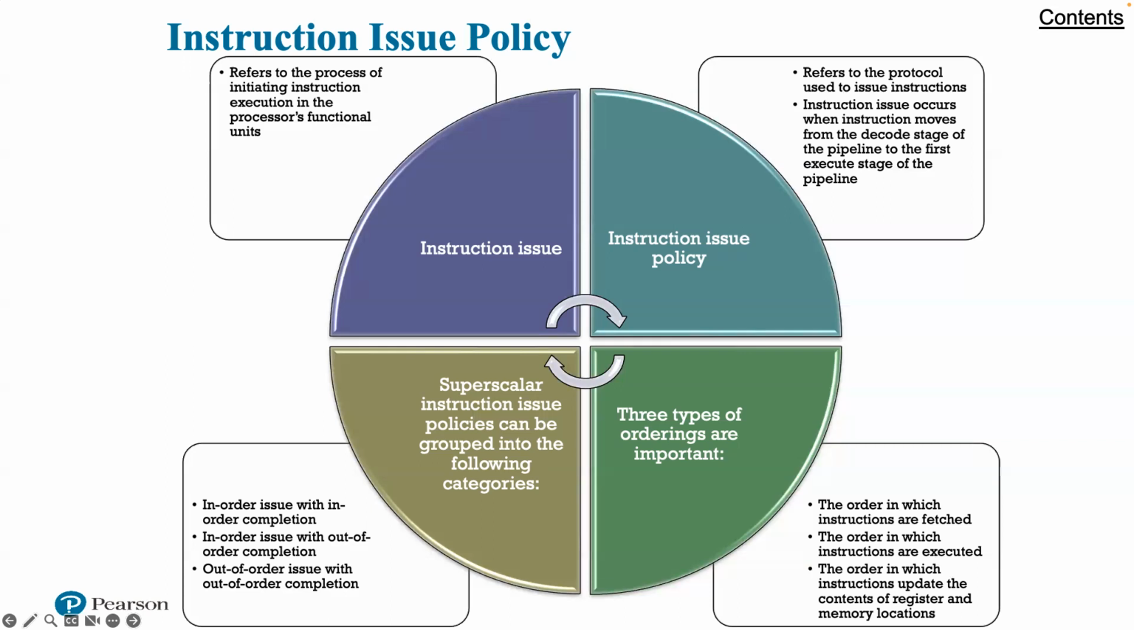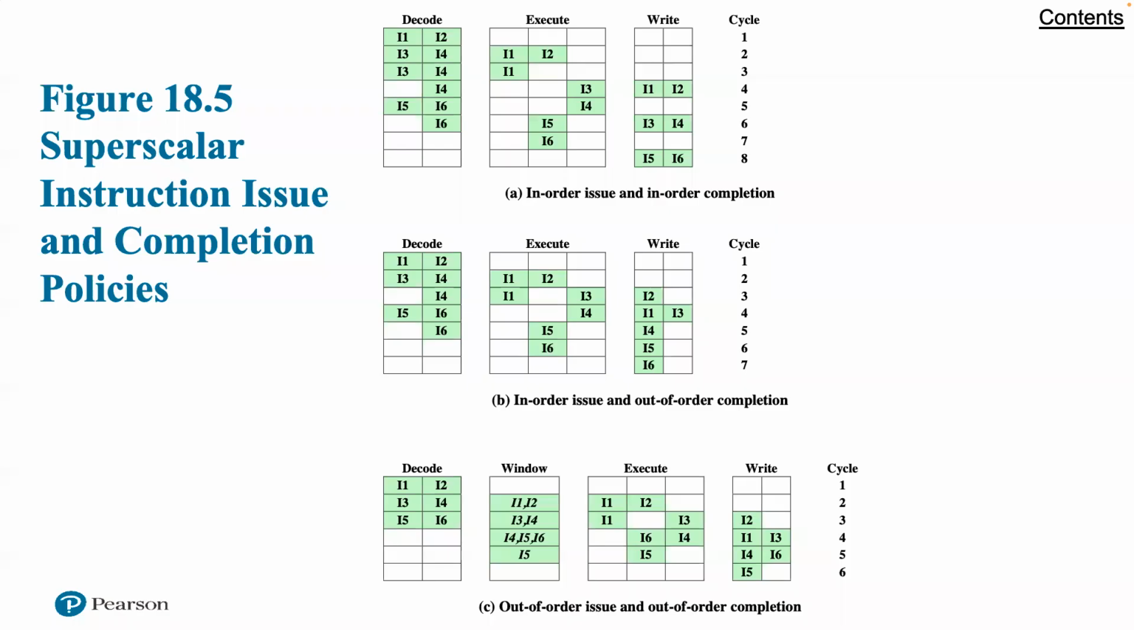In general terms, we can group superscalar instruction issue policies into the following categories: in-order issue with in-order completion, in-order issue with out-of-order completion, and out-of-order issue with out-of-order completion. The simplest instruction issue policy is to issue instructions in the exact order that would be achieved by sequential order. So that would be in-order issue, what we would do in sequential execution, and to write results in the same order, in-order completion.